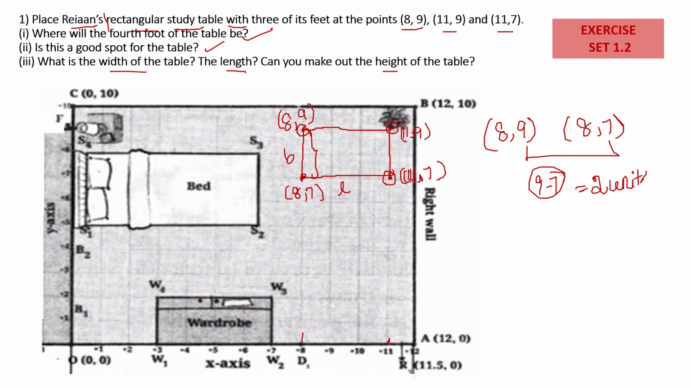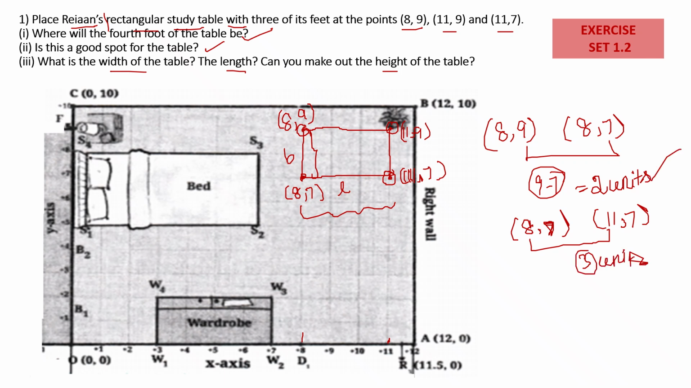So what about the width? It is 2 units. And what about the length? We are going to compare these two coordinates, 8 comma 7 and 11 comma 7. Now we are going to compare the x values. What is the difference between these two? It is 3 units. So the width of the table is 2 units and the length of the table is 3 units. And the third question is, can you make out the height of the table? This is the question.